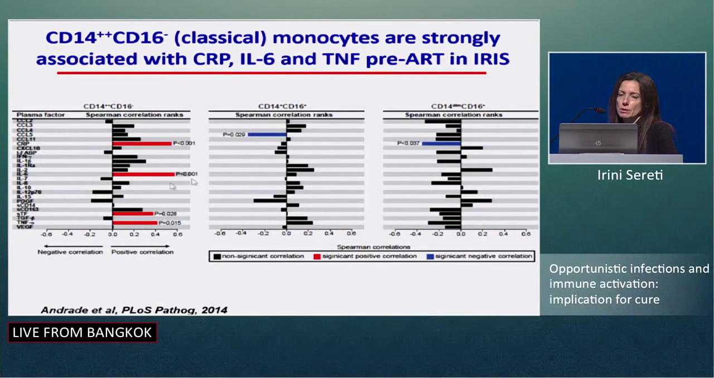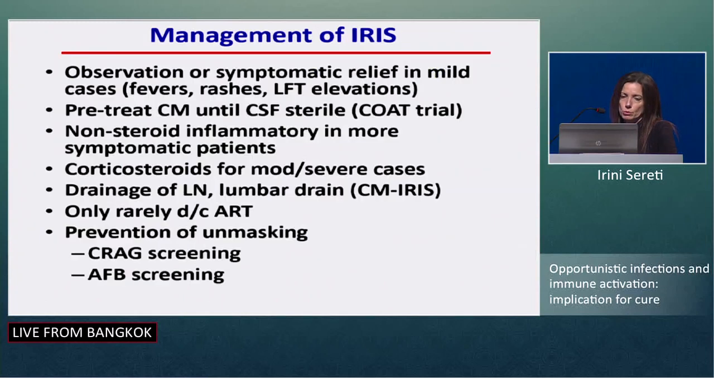And we found that this is all data pre-antiretroviral therapy initiation, that classical monocytes that express CD14 and not CD16 have a very strong association with serum measured cytokines, such as C-reactive protein, IL-6, soluble tissue factor, and TNF. And our hope is that some of these inflammatory cytokines and markers could perhaps at some point be used as predictors or tools to be able to see who is going to develop IRIS.